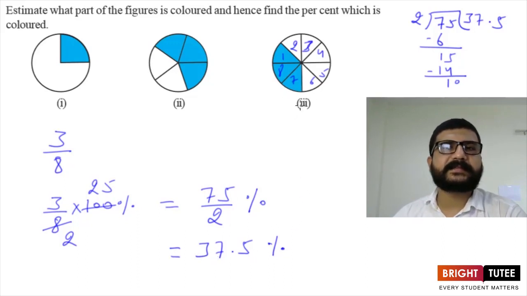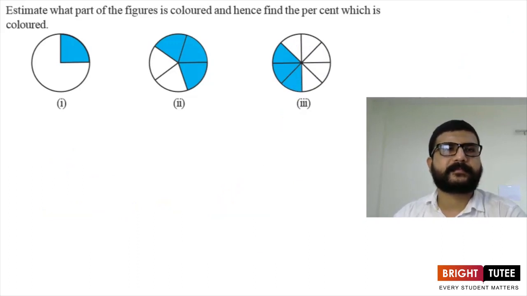So what we can say now? We can say that 37.5% of the figure is colored here in the third circle. So this is how we can estimate what part of the circle or what part of the figure is shaded.